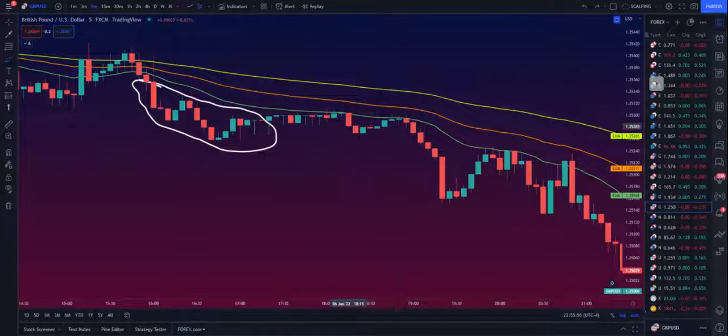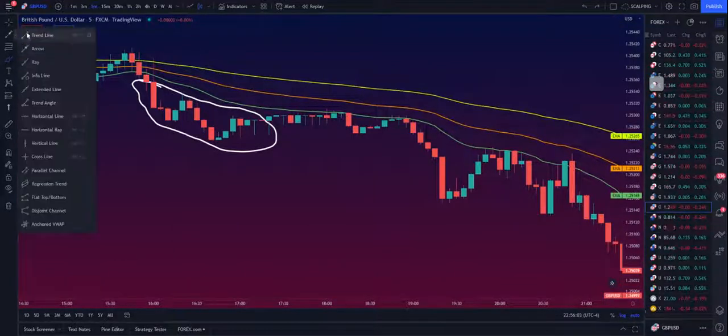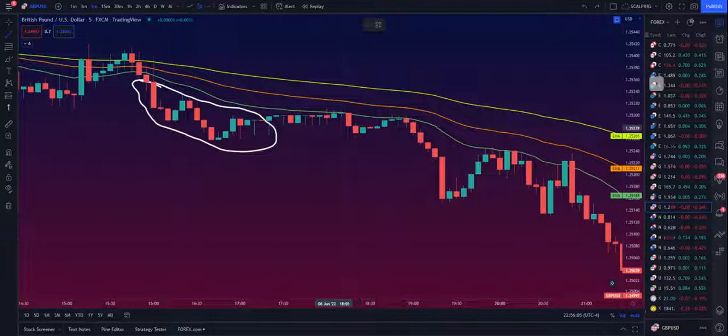We can either enter here. What is this drawing tool I have? Let's go to something a little more. There we go. So it comes in, tests this, does not break it. It's actually a very good sign. So what we want to do is enter on the first candle that closes outside of that 25 EMA again. And we want to do it at the close of that candle.